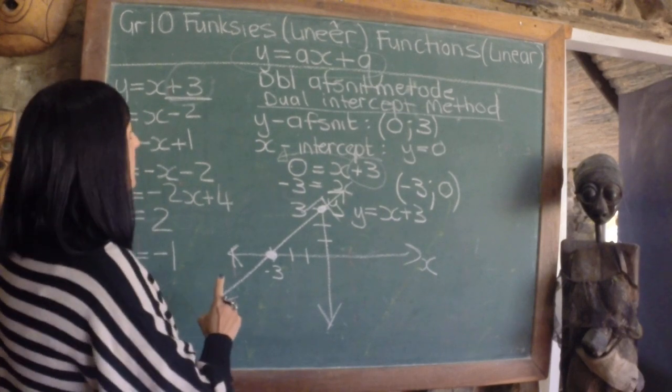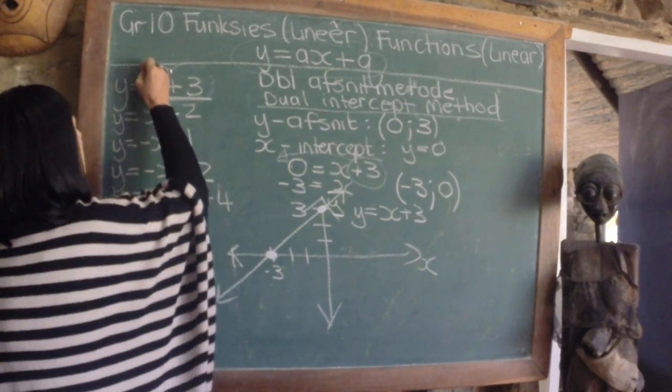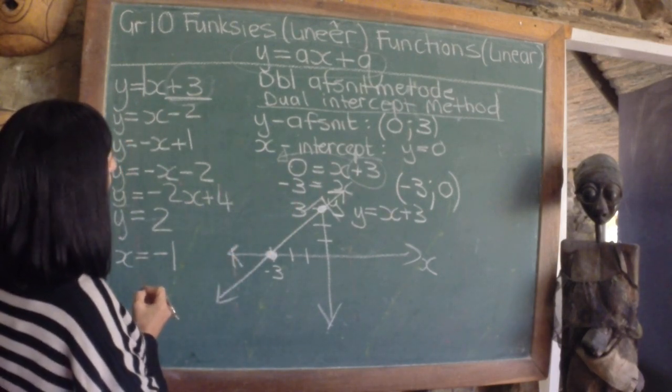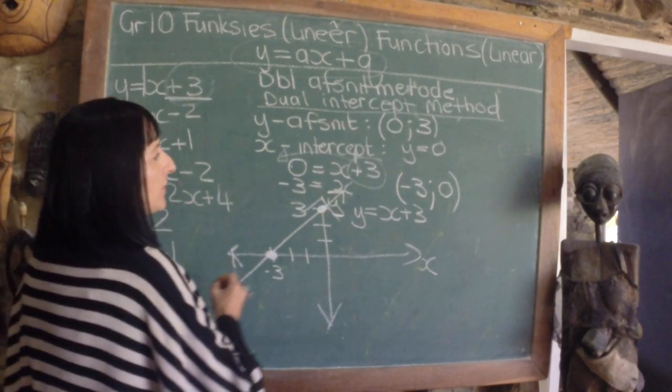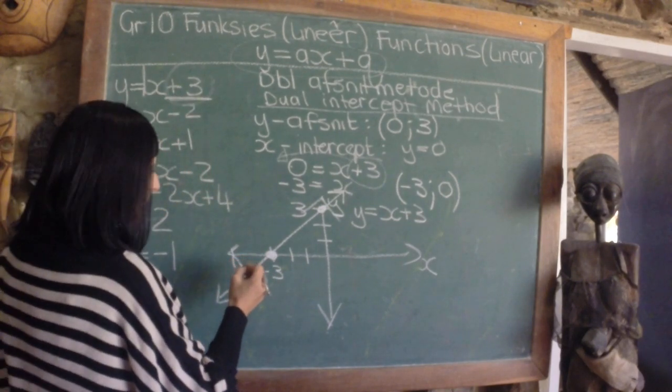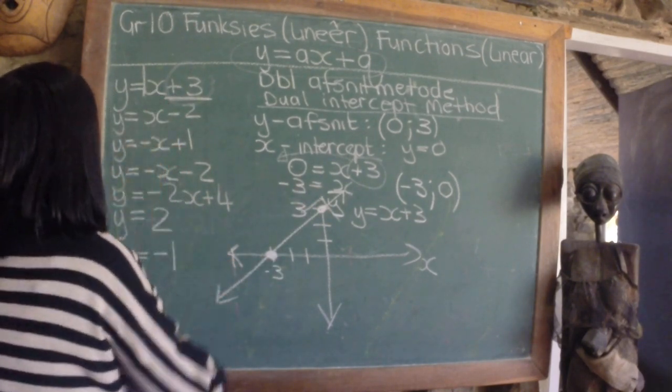Kom ons gaan kyk na sy gradiënt. Sy gradiënt is +1. Kan julle sien? Hy is opdraande. So, dit maak mooi sin. I know I've done it correctly because the line is now ascending. Kom ons gaan teken die volgende een.